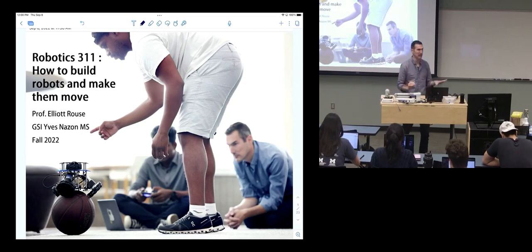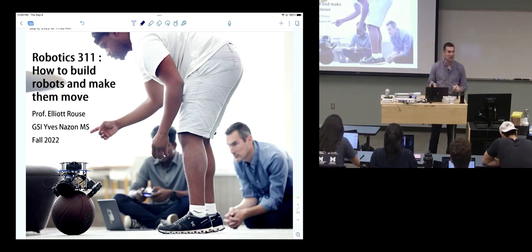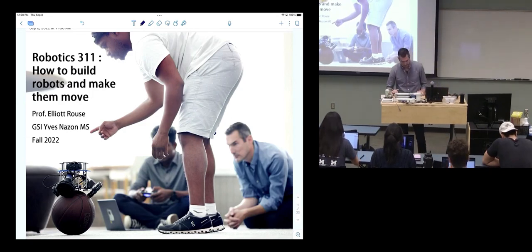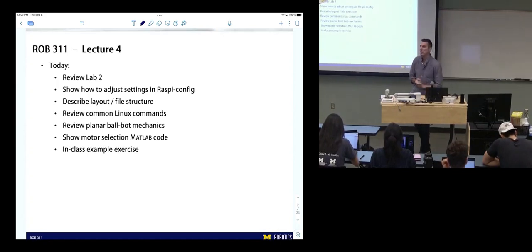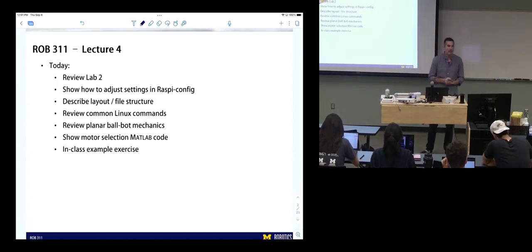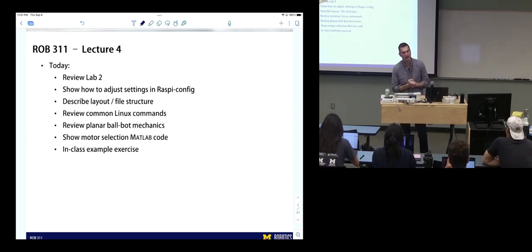The stuff you were learning in lab yesterday are the building blocks of how you interface with the ballbot for the rest of the semester. So a little bit of what we're going to do is review some of lab two. I'm going to show you how to adjust settings in Raspi config. We didn't really do that, or at least I don't think most people got to that. I'm going to make sure you see the file structure so you know where things are laid out. We'll come back to that, but for now, so you're comfortable when you log in with what you're looking at. We'll go over a couple of common commands.